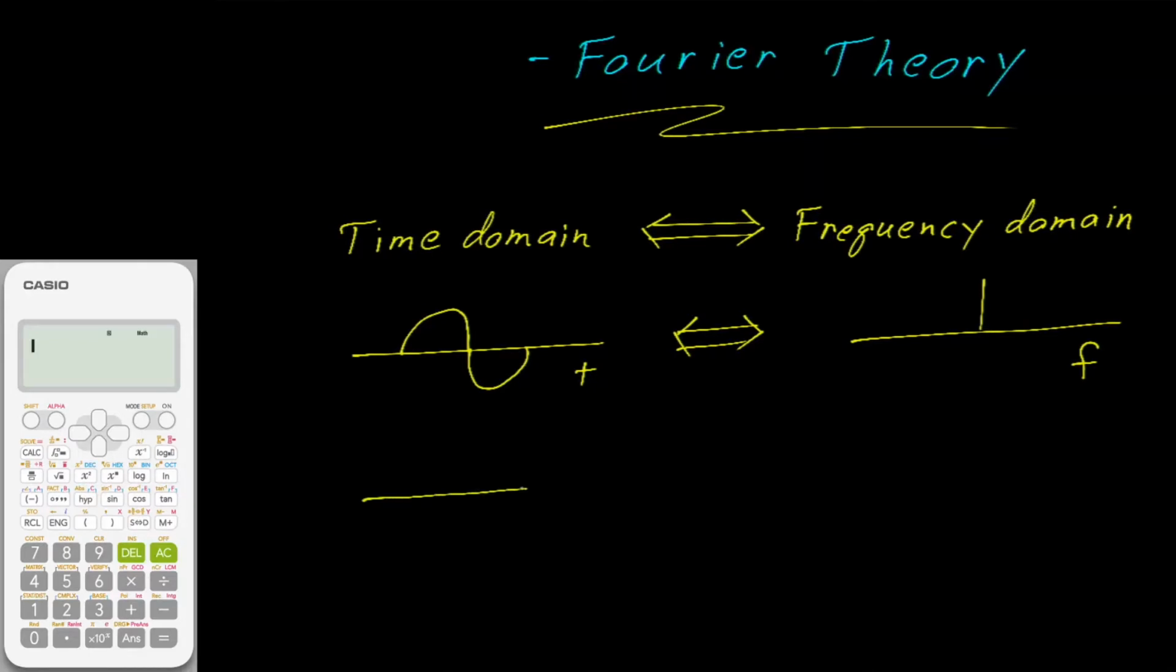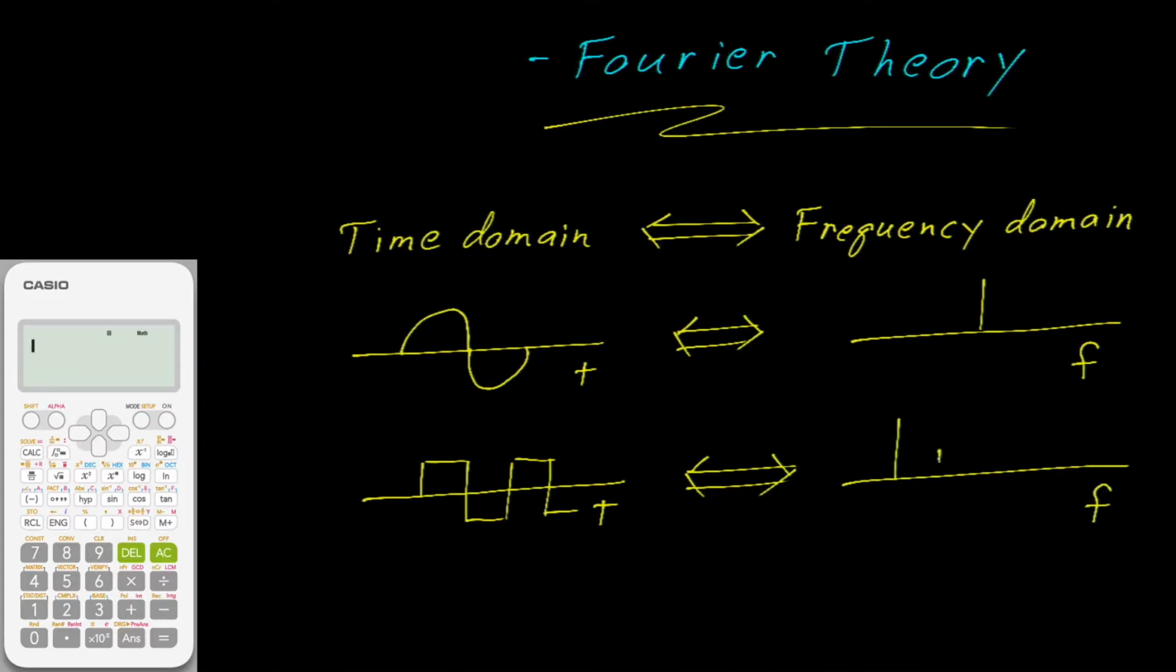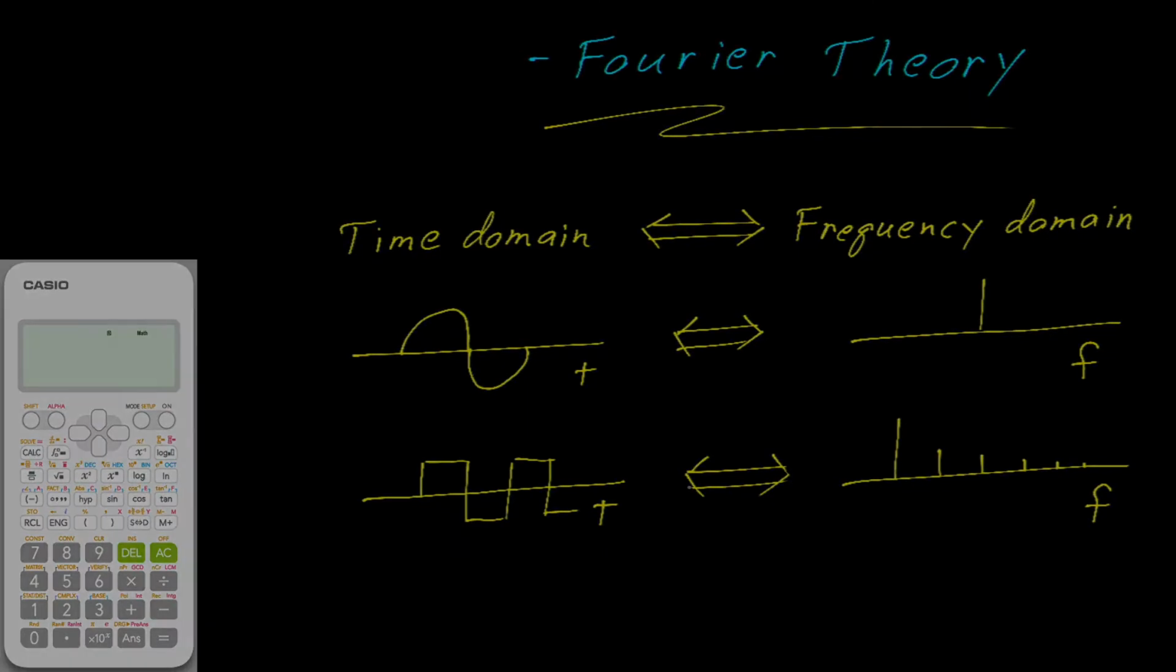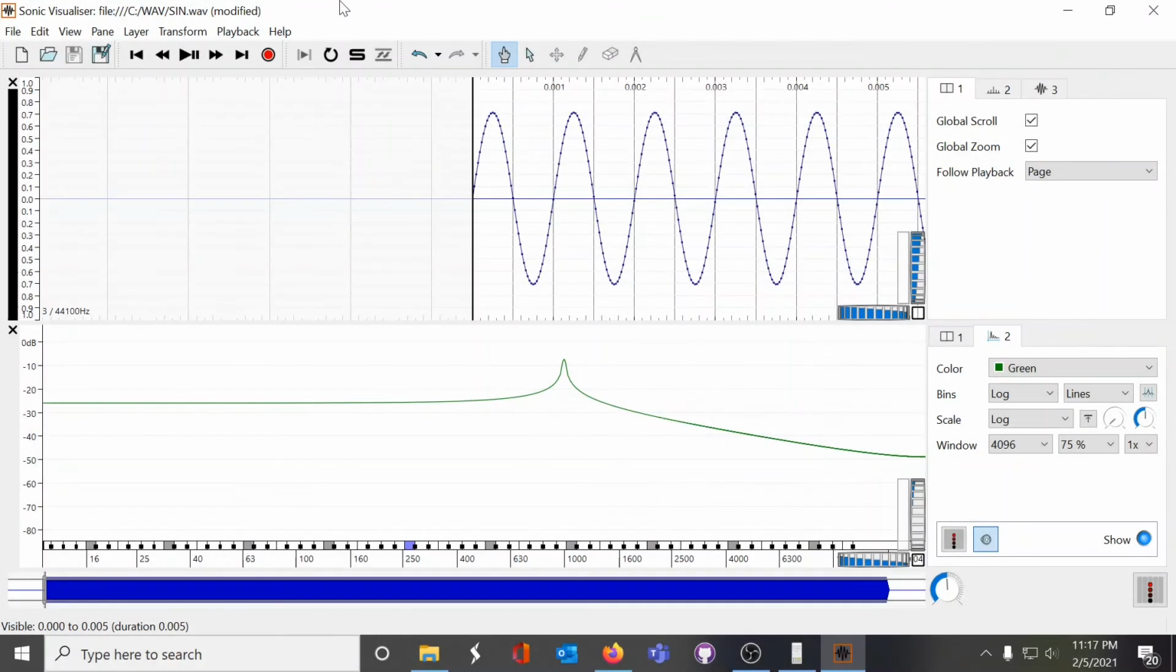We'll talk about square waves in the time domain. And we'll see that square waves become an infinite series of spikes in the frequency domain. One of the best ways to view this is to shift over to Sonic Visualizer. It allows you to examine a music file in both the time domain and frequency domain.